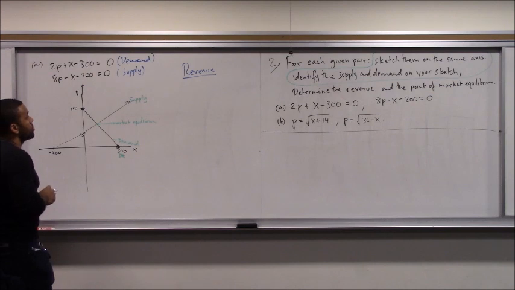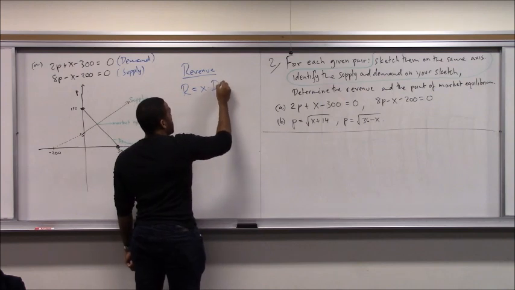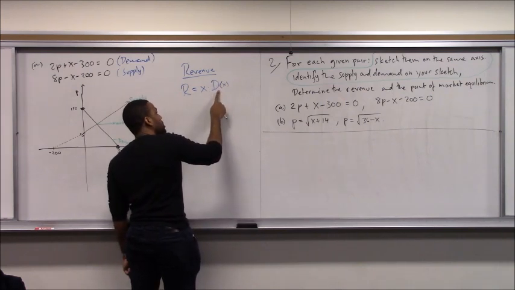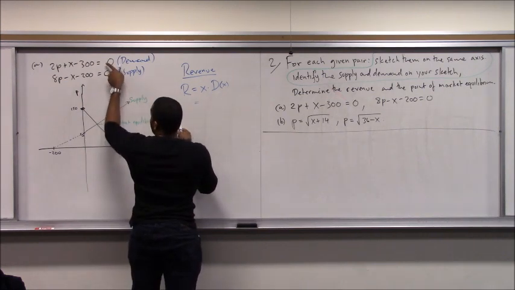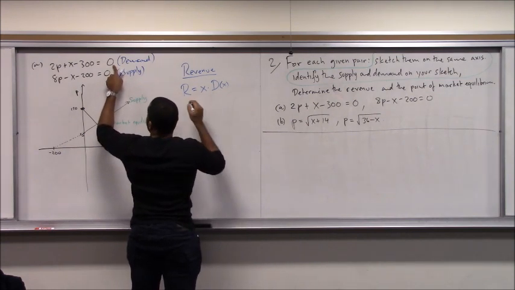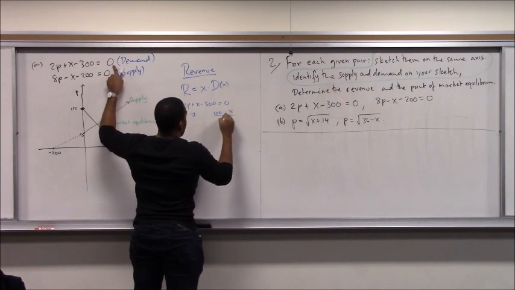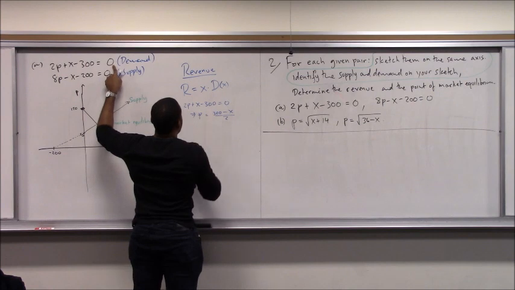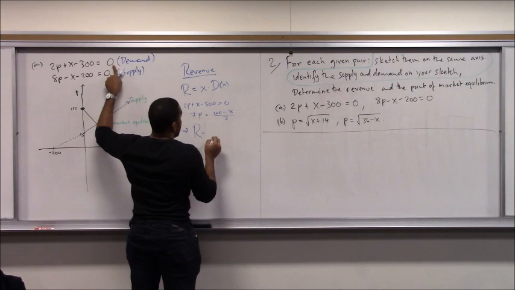So x times the demand function. Right, so the revenue is going to be x times the demand function, where the demand function has to be in terms of x. At this point, I'd go about and solve things. So the demand function we just figured out was the top one. So that means we have 2p plus x minus 300 equals 0. We can get p equals 300 minus x all over 2. And so this would mean that our revenue function is just going to be x times that.